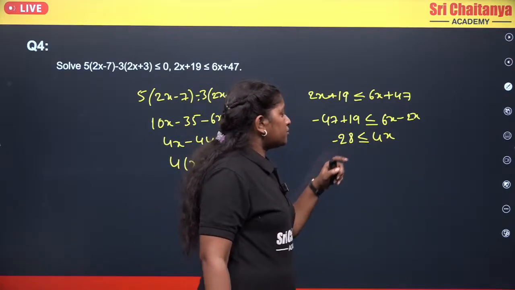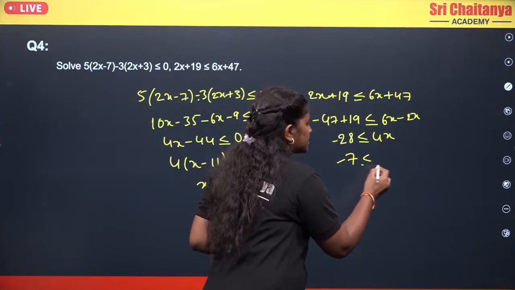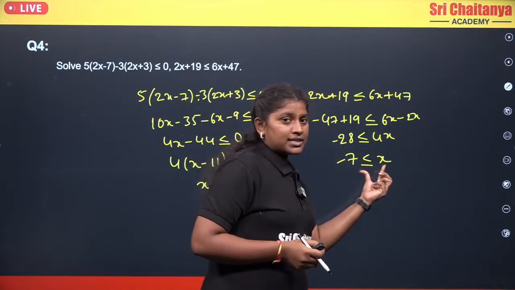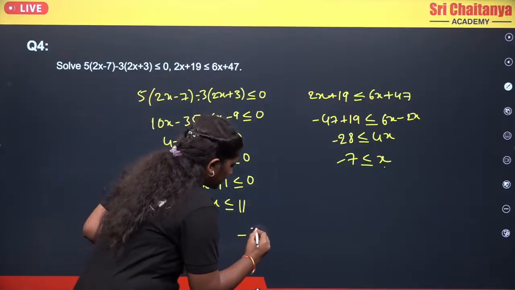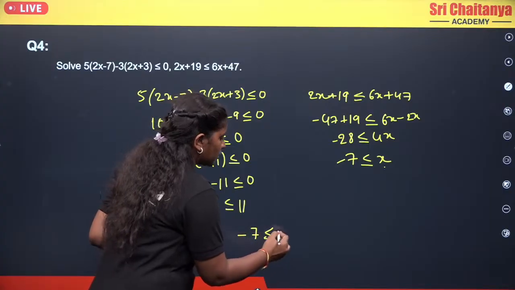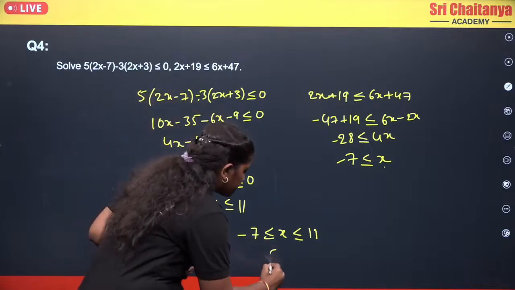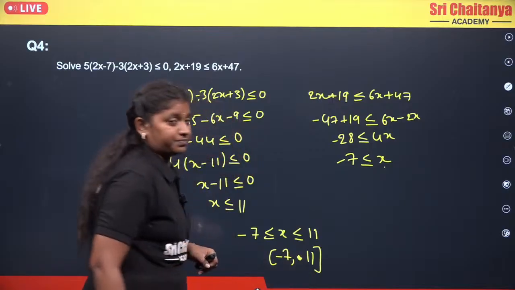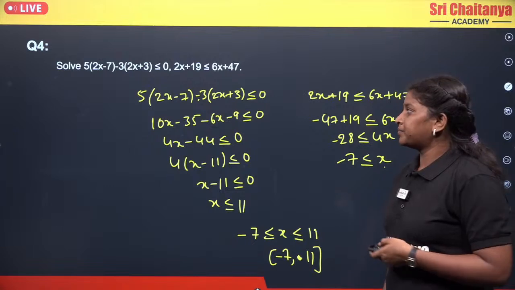Okay, we need to eliminate the 4. So what will we do? We will divide by 4 on both sides. So it becomes minus 7 less than or equal to x, and x less than or equal to 11. Whatever the limits we have, the interval becomes minus 7 less than or equal to x less than or equal to 11. So from this we get [minus 7, 11]. This is how we solve it if they give the inequalities separately.